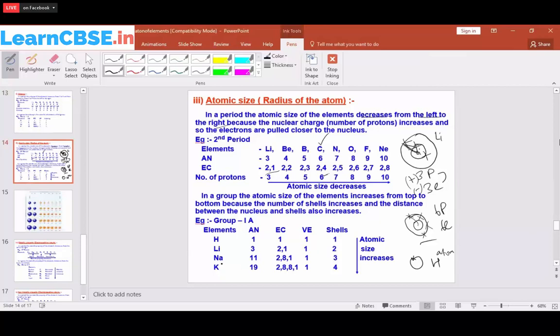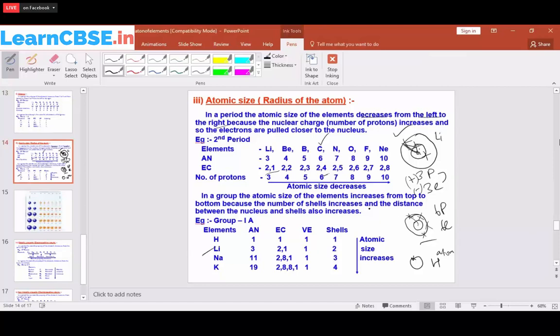Now this is the lithium. Lithium is over here. Lithium has two shells, but hydrogen has only one shell. So this is the distance. The distance increases when you are moving to the next element in the group, because as the atomic number increases, the outermost shell also increases. So the distance between the nucleus and the outermost electron increases, and the atomic size also increases.